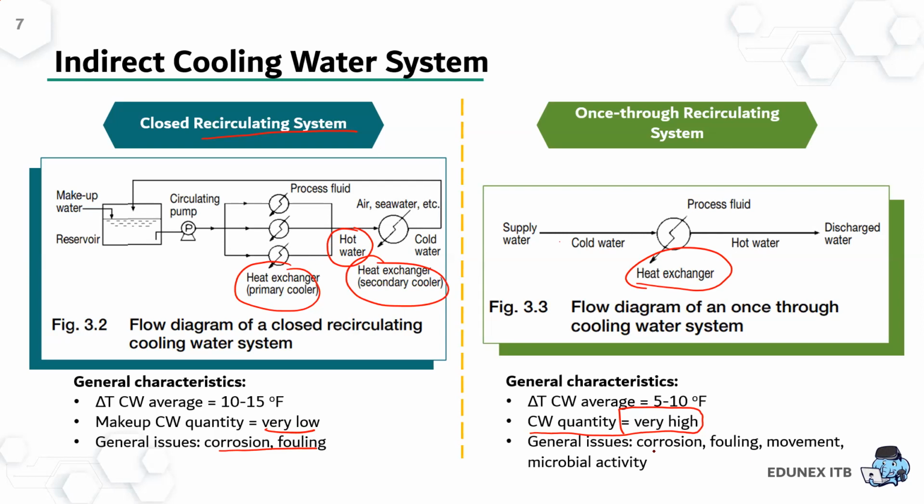Another issue in here, still the same with the other classifications, is that we still have corrosion, we have fouling, and also there is a movement of microbial activity. Maybe it will also occur as biofouling, which will be explained later. So these are the three types: open recirculating system, closed recirculating system, and once-through system.